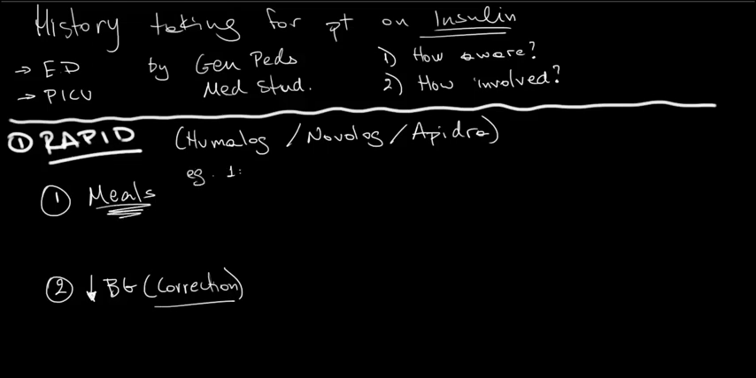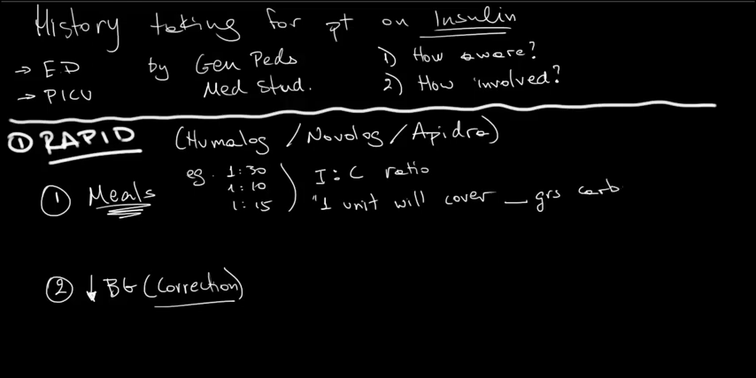He says, oh, I do 1 for 30, or I do 1 for 10, or I do 1 to 15. What they're actually quoting you there is their insulin to carbohydrate ratio. That is the same as saying 1 unit of insulin will cover X amount of grams consumed for each patient, and that number is different for each patient.